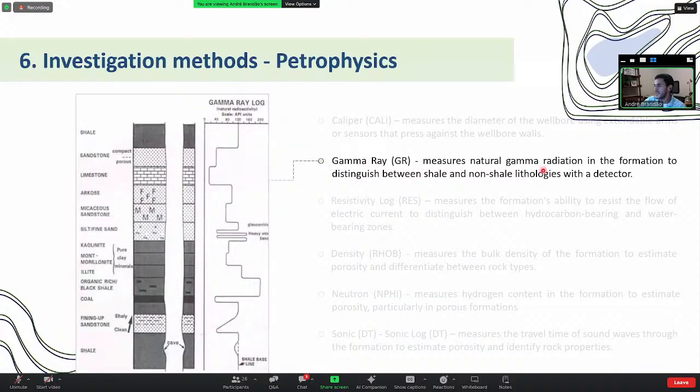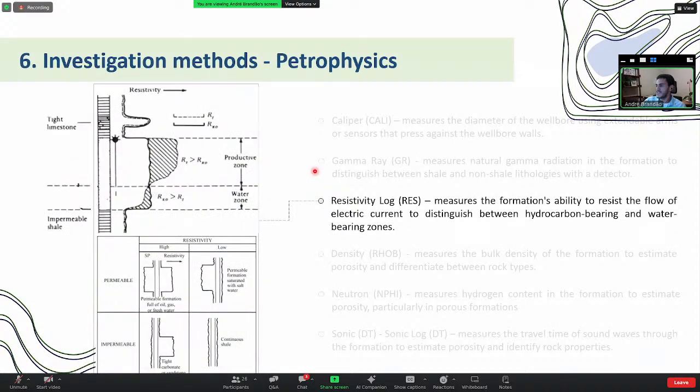There is the gamma ray. Basically, it measures the gamma radiation that comes naturally from some rocks. We know that shales have a larger amount of uranium, thorium, and potassium in their structure, so they naturally produce radioactivity. With that log, we are able to distinguish shale formations from non-shale formations.